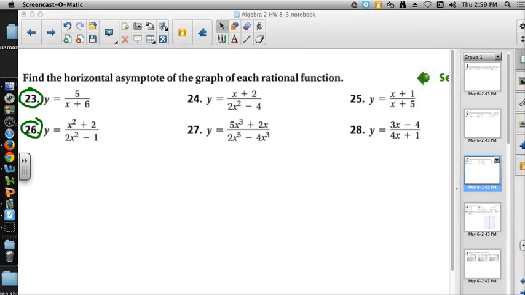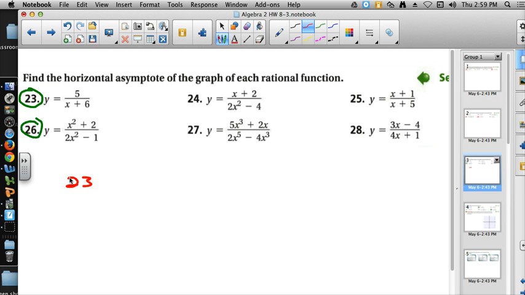These are the frequently asked questions for Algebra 2 for Section 8.3, Day 2. I'm going to start with number 23. And number 23, what they want us to do is find the horizontal asymptote of the graph of each rational function. So we have y equals 5 over x plus 6.